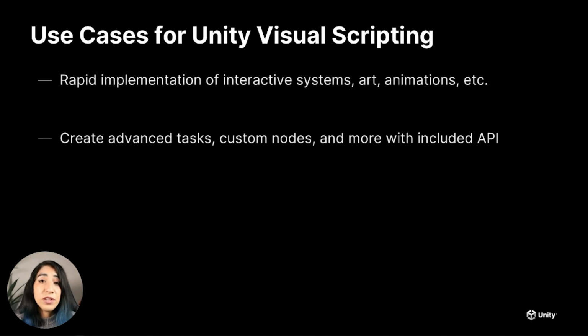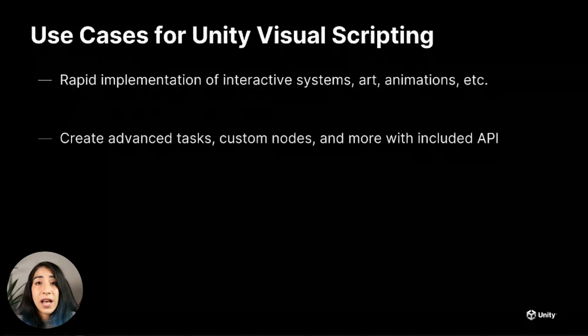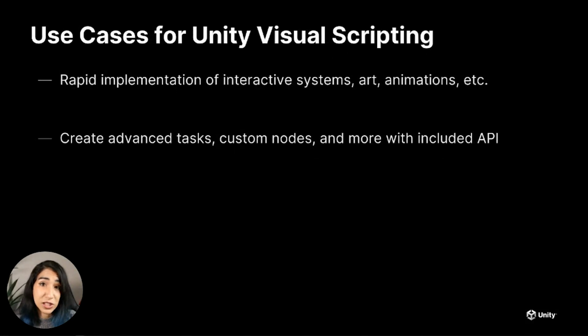Now, know that Unity Visual Scripting supports every class and struct type, and it includes an API for advanced tasks and customization. So if you're a programmer and you want your code to be more accessible to non-programmers on your team, you can link visual scripting with your existing C# scripts in your project. You can create custom visual scripting nodes for your team to help them streamline their workflows, and lots more.